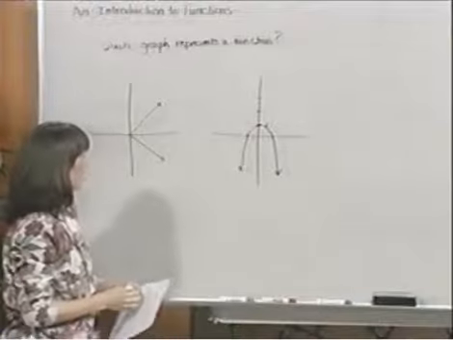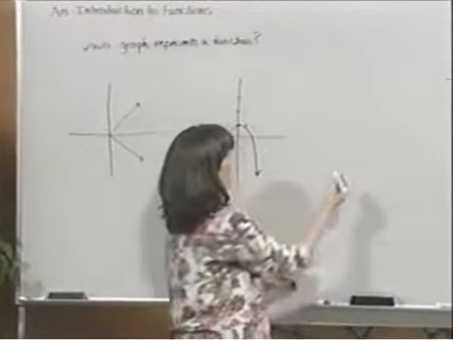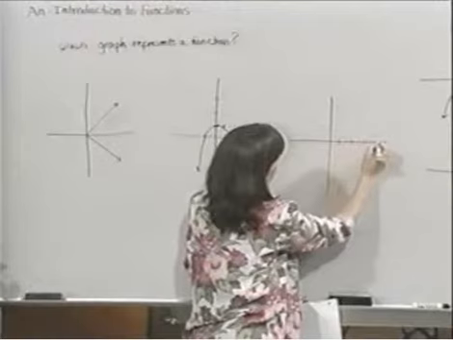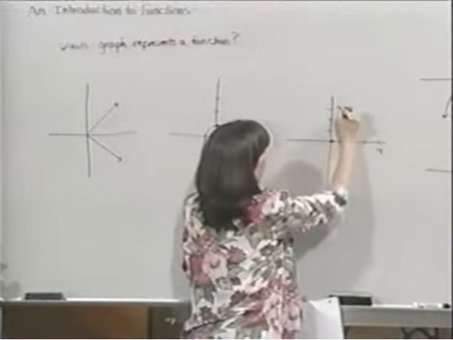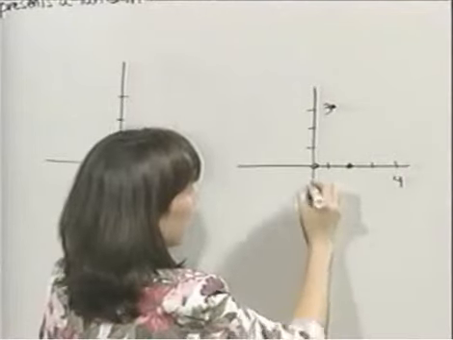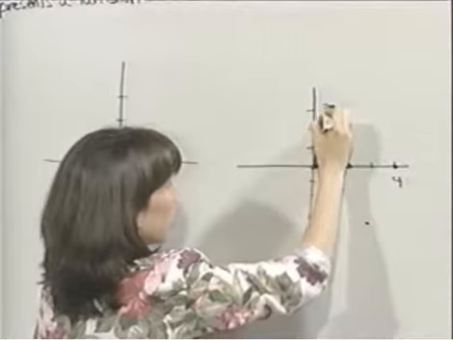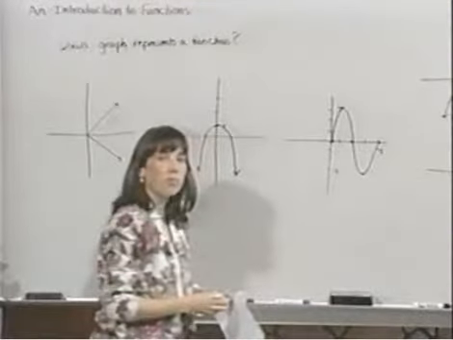So the first is a graph of a V on its side, the second is an upside-down parabola, and the third is a wavy shape. Goes up, comes down, comes up again. So it looks like this. Okay, so those are my three graphs that we're going to look at.